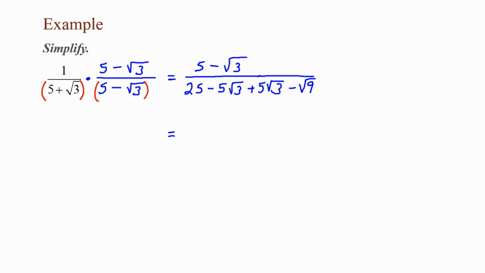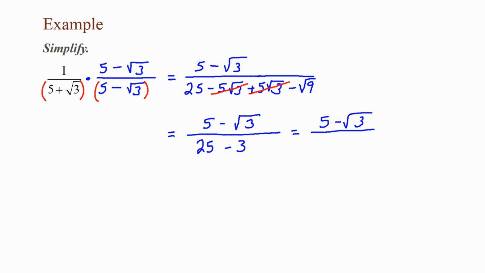This results in 5 minus the square root of 3 over 25. And then because we use the conjugate, negative 5 square root of 3 plus 5 square root of 3 is just 0, minus the square root of 9, which is 3. 5 minus the square root of 3 divided by 25 minus 3, which is 22. Just like when we used the quadratic formula, the only way this can reduce is if 5, -1, and 22 all had common factors. Since they don't, this is my final answer.